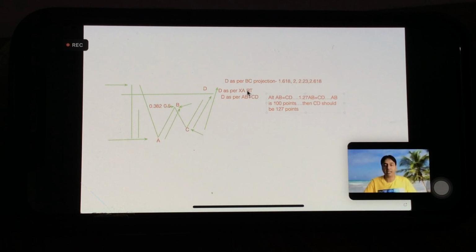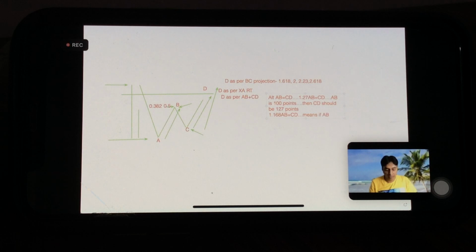So there are two possibilities. D we have got as per XA retracement. Suppose I have got 500 level, and my AB equal to CD level is coming at 480, right? So there is a difference of 20 points. So PRZ points are not matching. Then what will I do? I will check for 1.27 AB equal to CD. So that can go to 496. So it will go within range of D point as per XA retracement, right? And the next alteration is 1.618 AB equal to CD.